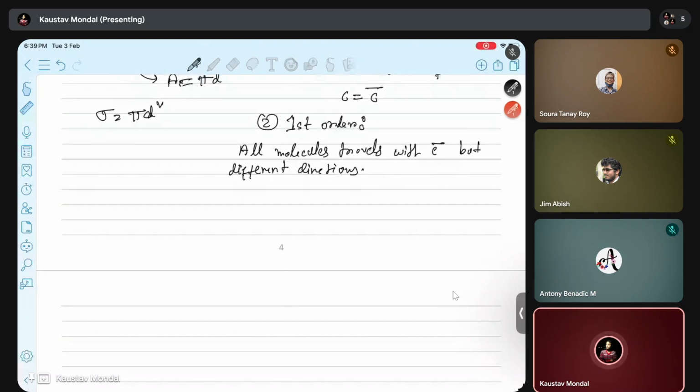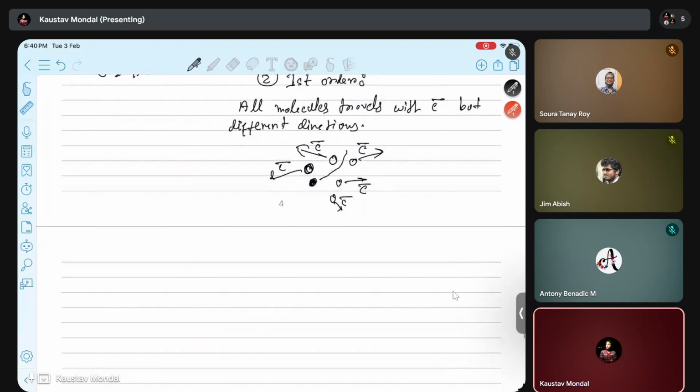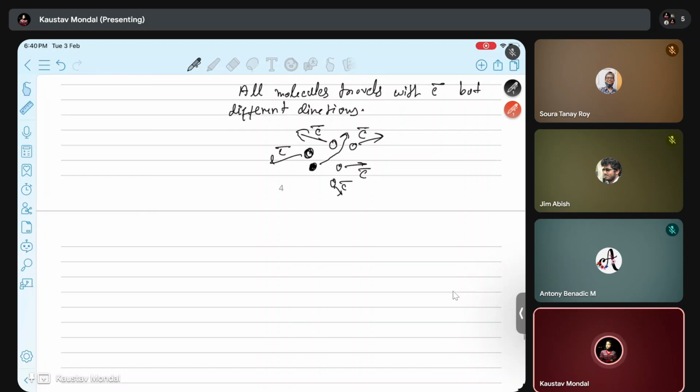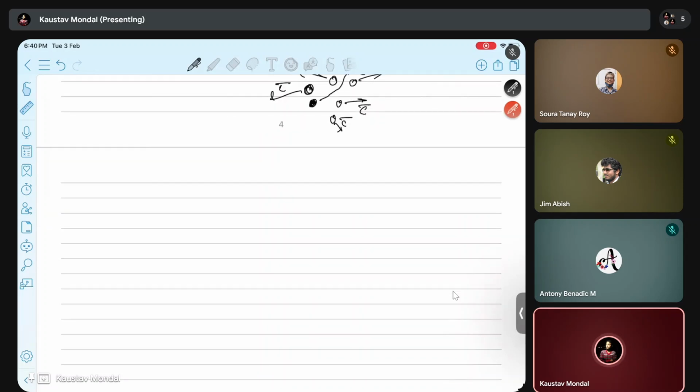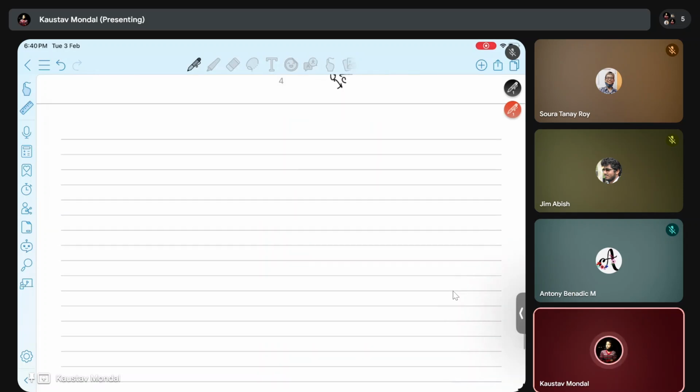So here, let's suppose this is the tagged molecule, and all other molecules, apart from the tagged molecule, are moving in different directions with mean speed c bar. And this is the tagged molecule. By considering this, he has applied the concept of relative velocity.